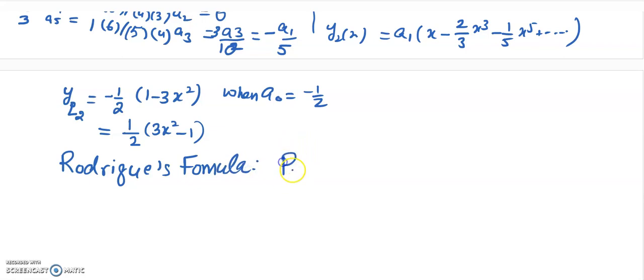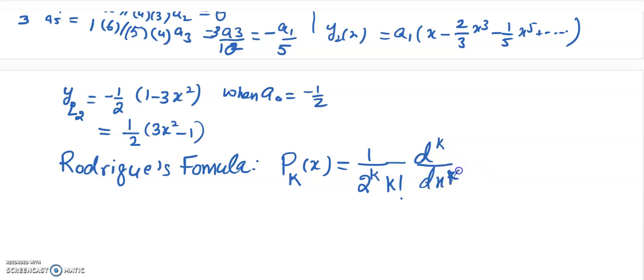So what is that formula? That formula says that if, for example, we want to find the Legendre's polynomial of any order k in terms of x, we can find it by this. It will be 1 over 2 power k k factorial, times the kth derivative of this term, x square minus 1 power k.